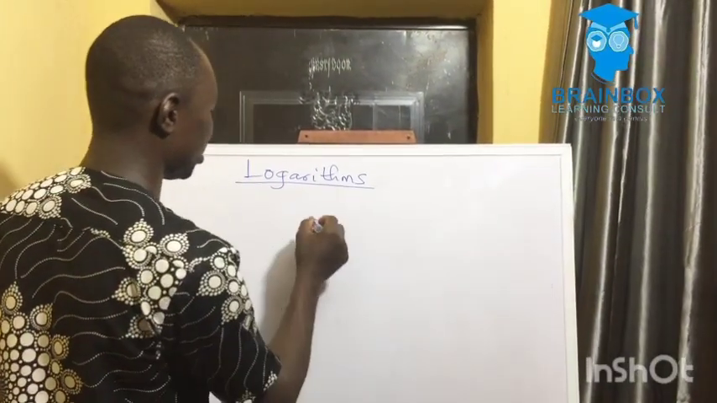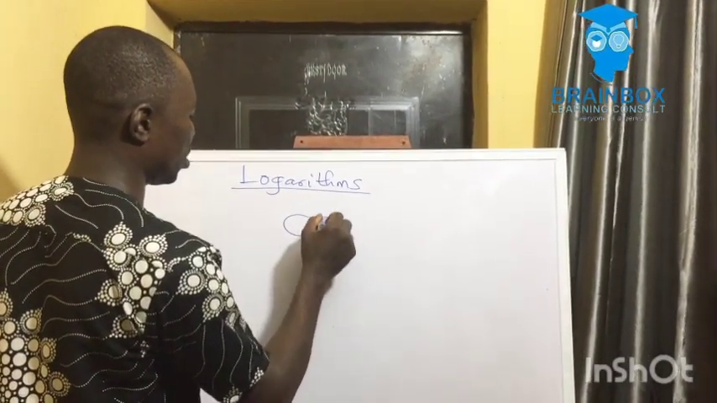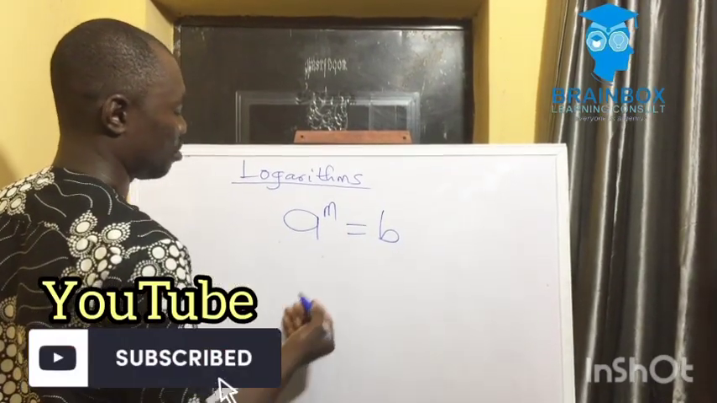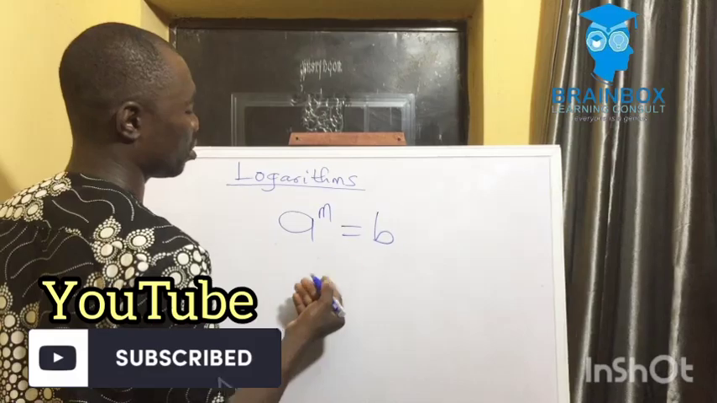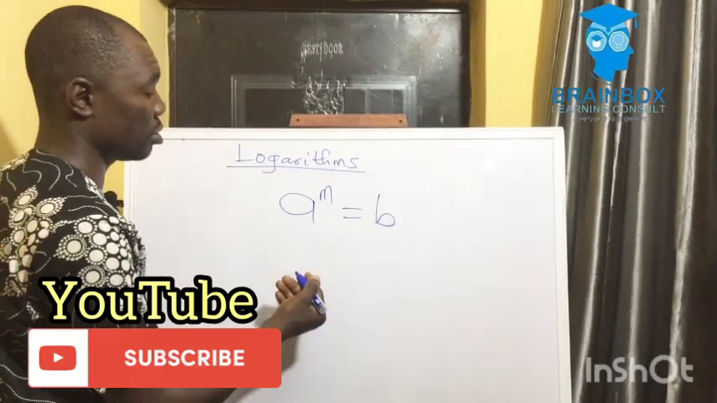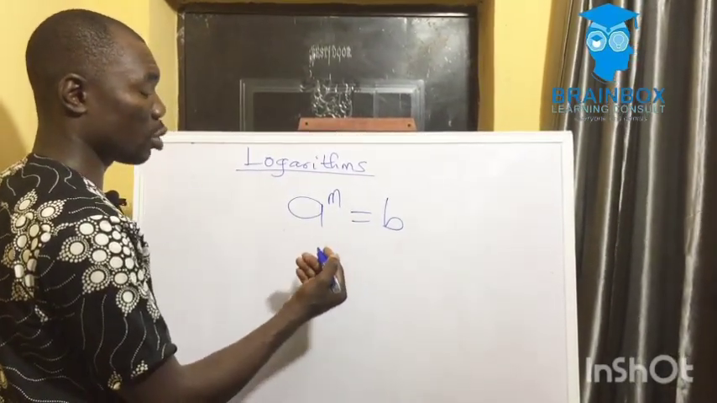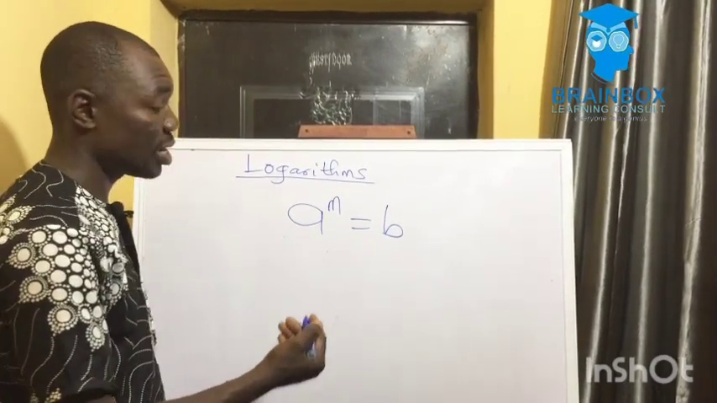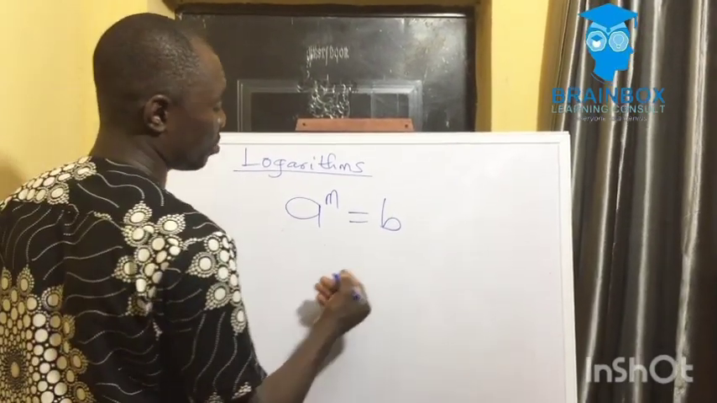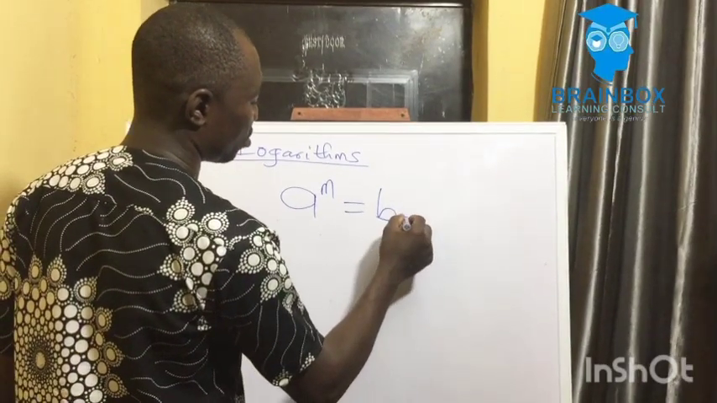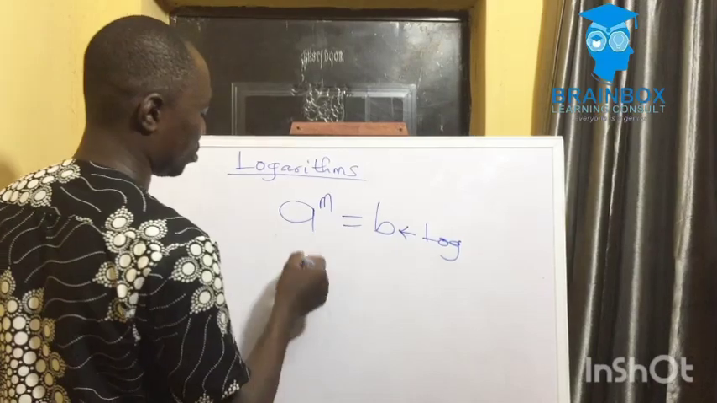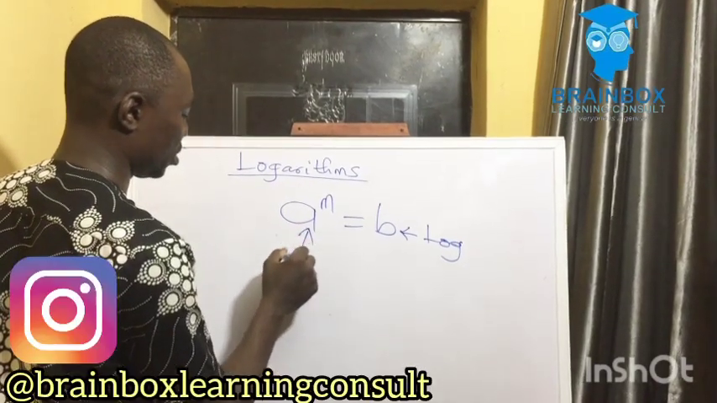Quickly, let's see this expression: a raised to the power of m equals b. Now this is an expression, and it is likely to be an indices expression. It can be taken to logarithm. There is a connection between indices and logarithm. Now, in logarithm, we assume this to be the log. This is your base.